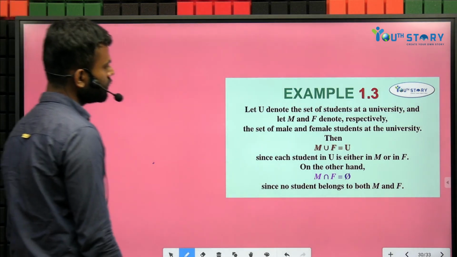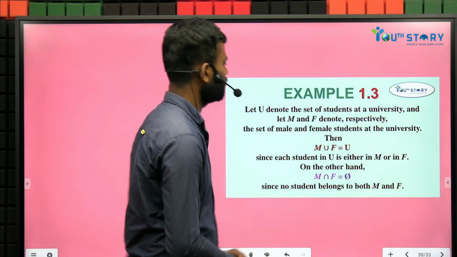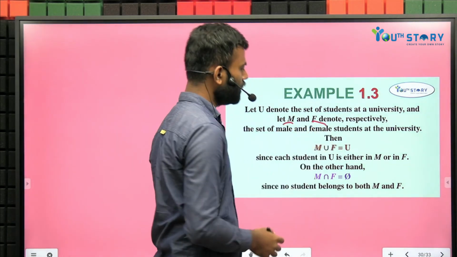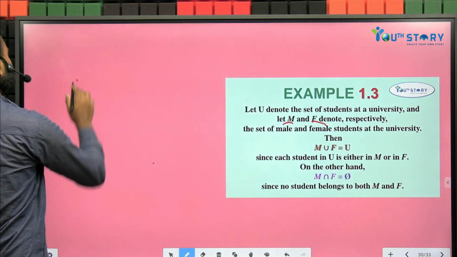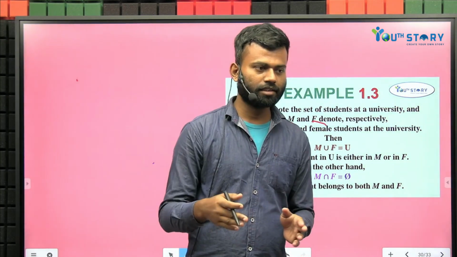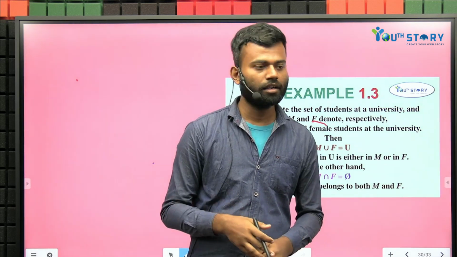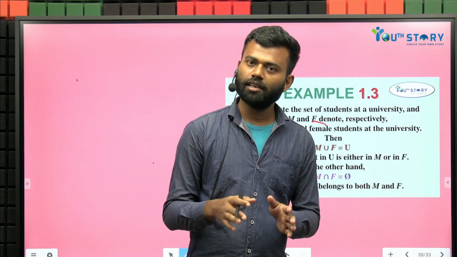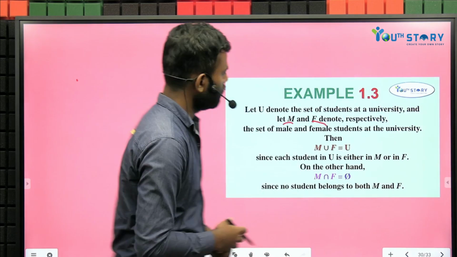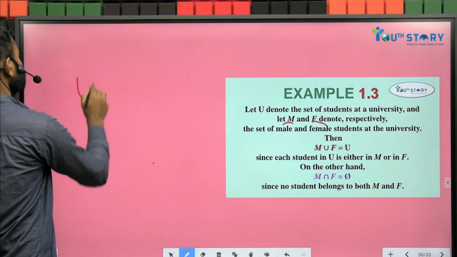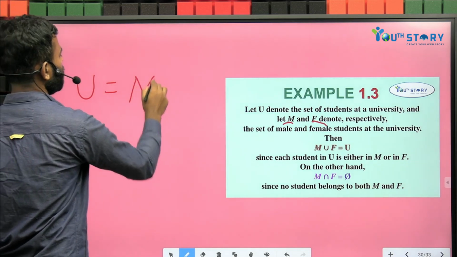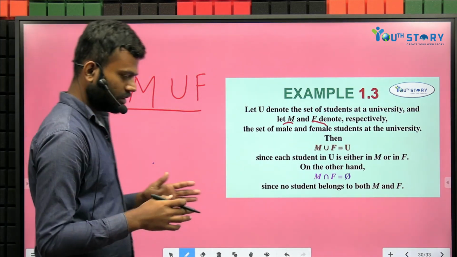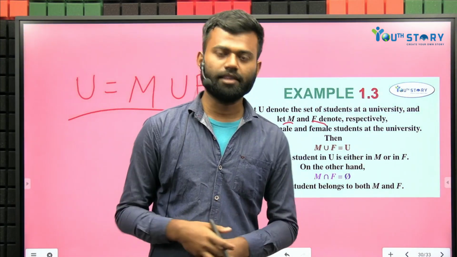Let U be the university, and U the set of all students, M the male students, F the female students. Then for all students, we neglect the case of a third gender, etc. We are considering that there exist only male or female students. Then the number of all the students, either male or female. U can be written as the union of two sets, the male set and the female set.